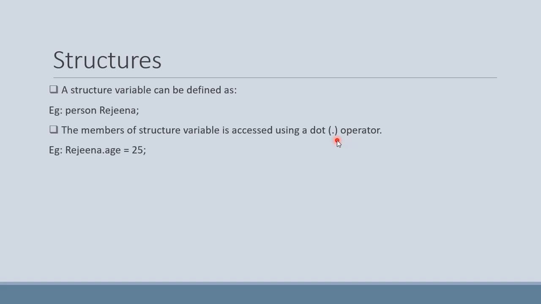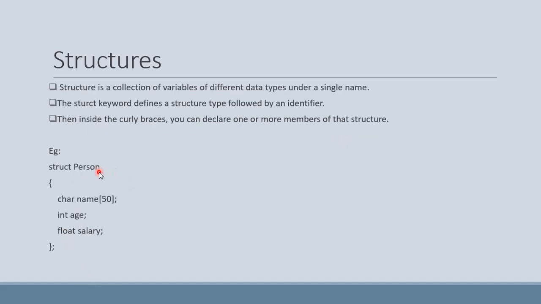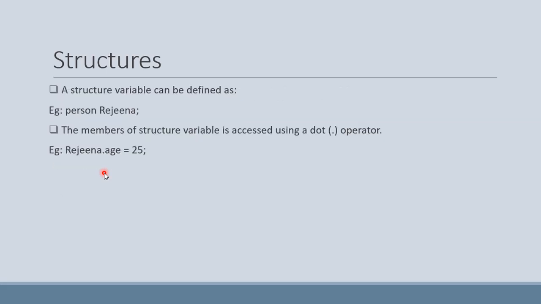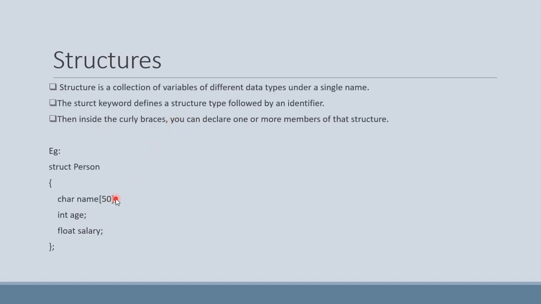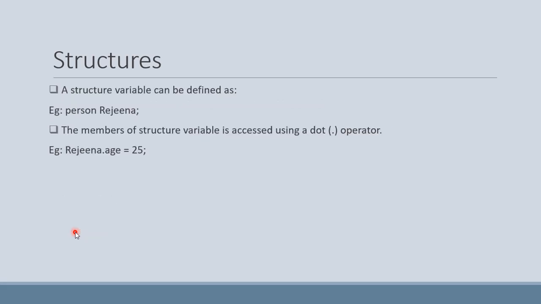So what will we do first? First of all, we define a common structure with person. Now I am defining two different persons, person Regina and person Tanuja. For person Regina, I can write person.name is equal to Regina, person.age is equal to 25. And for Tanuja also I can write person.name is equal to Tanuja and person.age is equal to 27 and so on.